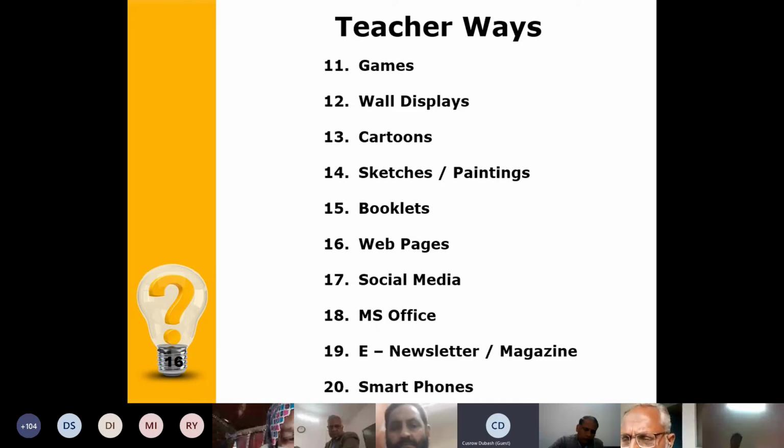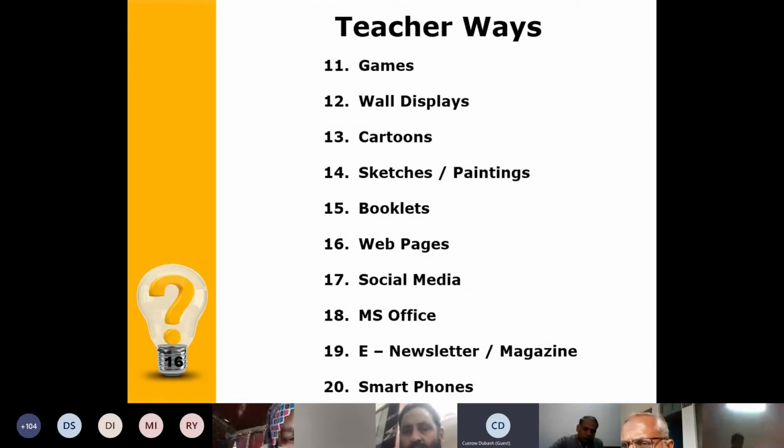So use all this wonderful stuff. MS Office, which is Microsoft Word, PowerPoint, and Excel, at least. Okay, including Excel is very important. Have them make an e-newsletter or magazine. Nowadays you have lots of tools and apps that will do this for you.